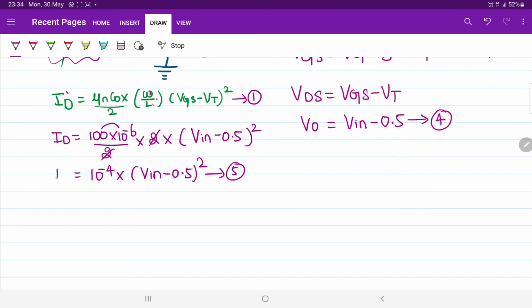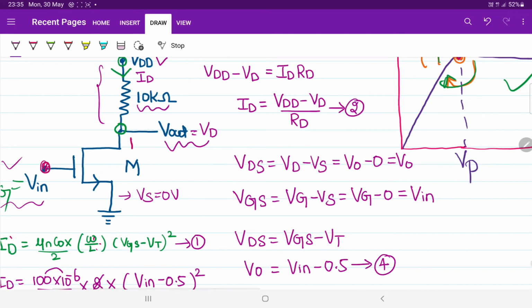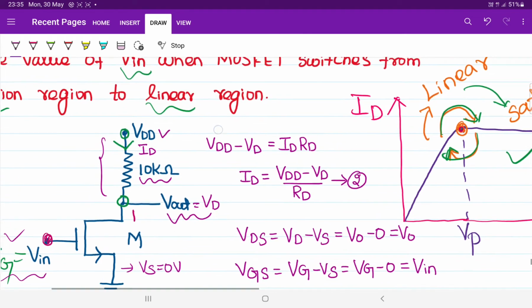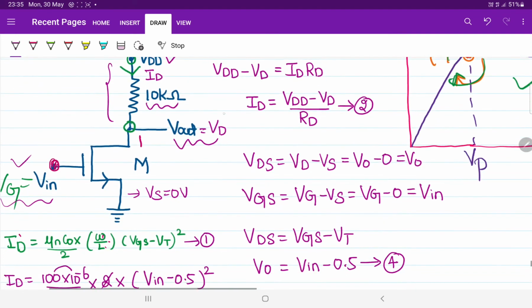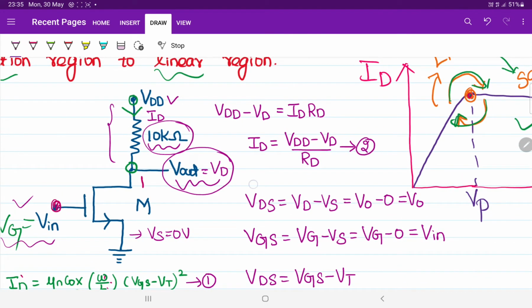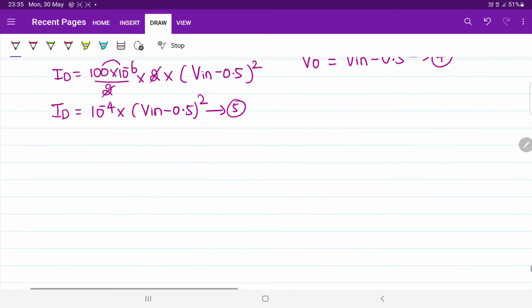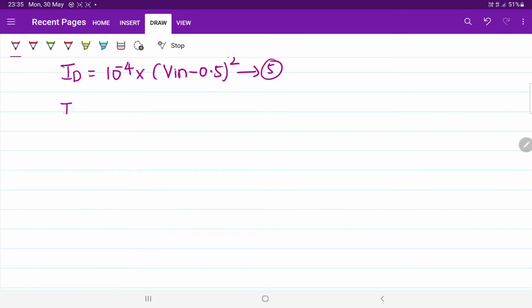We also found one more equation for ID. Yes, where is that? Go back to that expression: VDD minus VD by RD. The value of VD is 2 volts. VDD is nothing but the output voltage. RD is equal to 10 kilo ohm. Now substitute all the expressions in order to write another expression for ID. So the value of ID can also be written as VDD minus VD by RD.